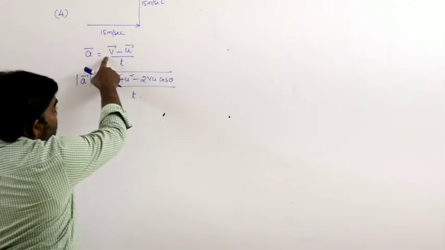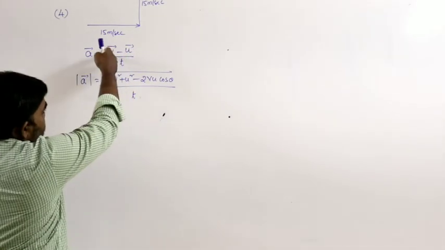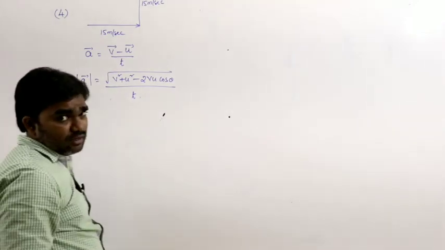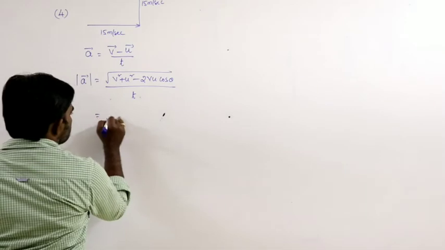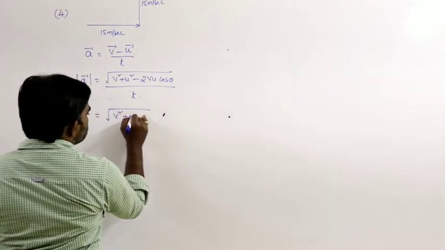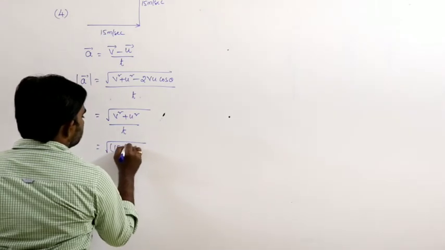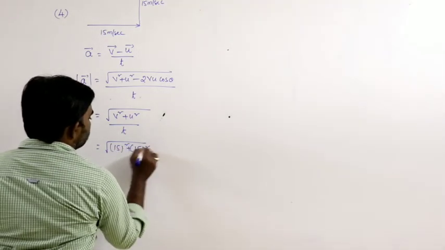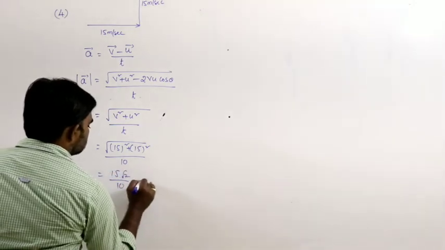Acceleration can also be written as change in velocity by time, that is vf bar minus vi bar. For our convenience, v is the final velocity and u is the initial velocity. What is theta here? 90. So simply we can write it as under root of v square plus u square, by t. That is 15 whole square plus 15 whole square, divided by 10.